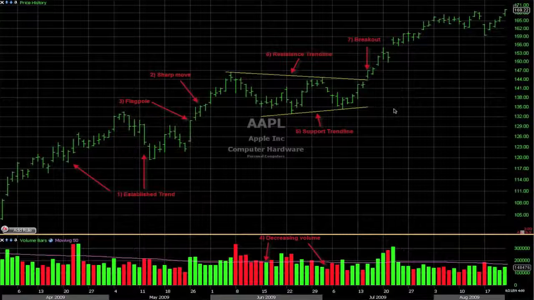Okay, you now know the requirements for the flags. Here are the requirements for the pennants. I won't go through the same again because it's the exact same requirements. I just want to show you the shape of the pennant. This one here. The difference is that in the flag we've got 2 parallel trend lines. Here the lines are not parallel. They are more forming a symmetrical triangle. There's a difference between the flag and the pennant, but otherwise it's the same requirements.